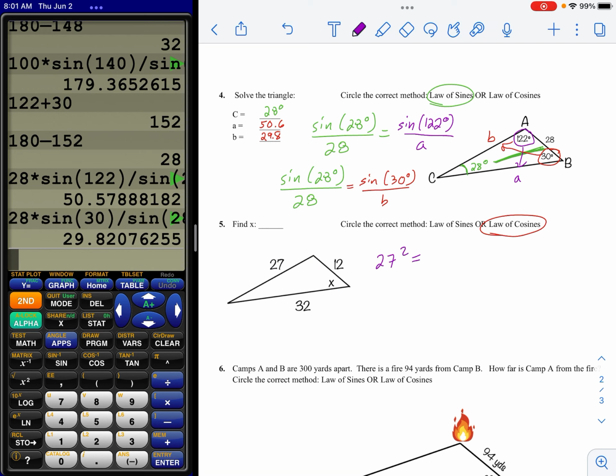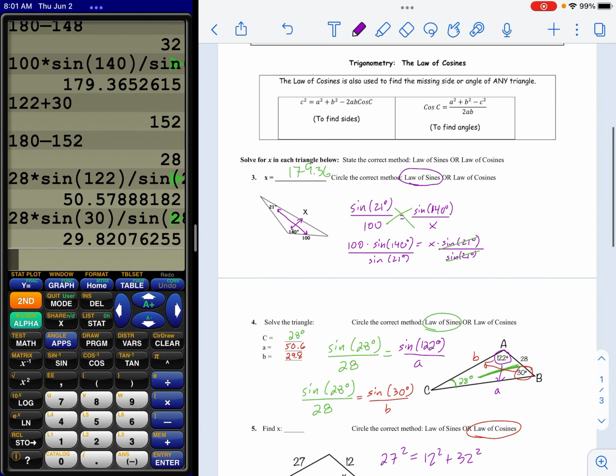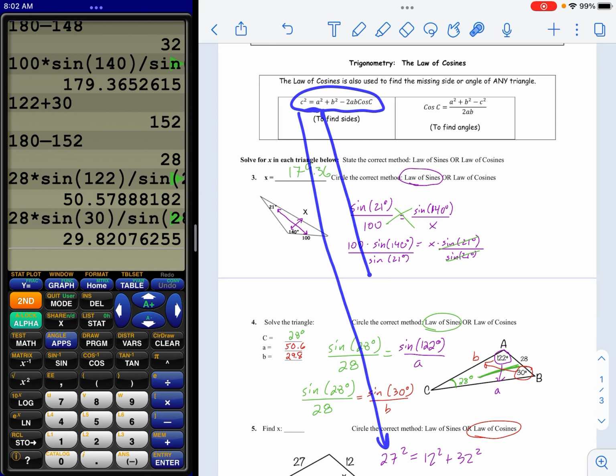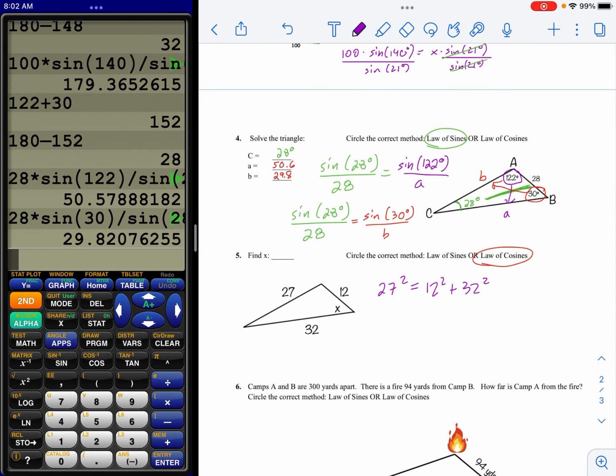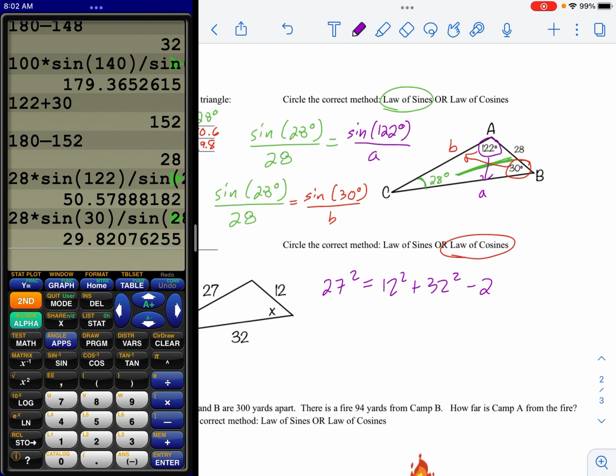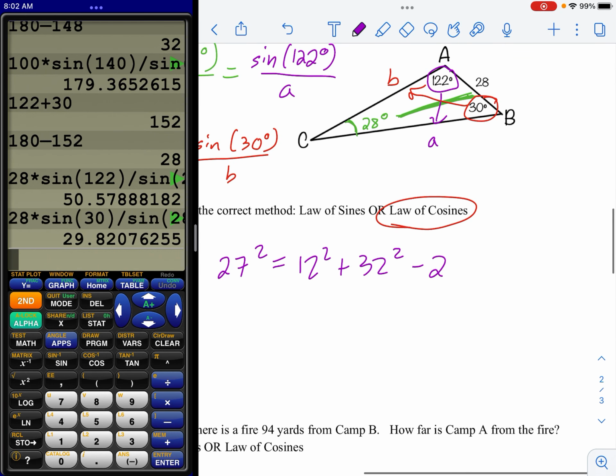So you start the whole equation with 27. So 27 squared equals, then these two are the other sides. So it's 12 squared plus 32 squared. You can look back up here, I'm plugging in to right here. Right, so I got my C is 27, my A is 12, my B is 32. And then continuing on, minus 2 times 12 times 32 times the cosine of angle X.